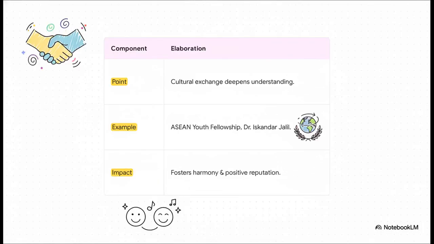So your approach starts the same. You build your first argument using our trusty PEEI formula. Let's take the positive side first, cultural exchange. You make your point. It deepens understanding. You give a great example, like the ASEAN Youth Fellowship. Then you explain the impact, social harmony. Do that and you've already locked in the marks for one half of the question.